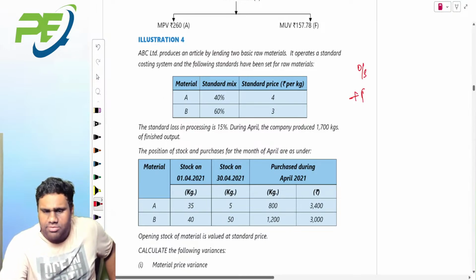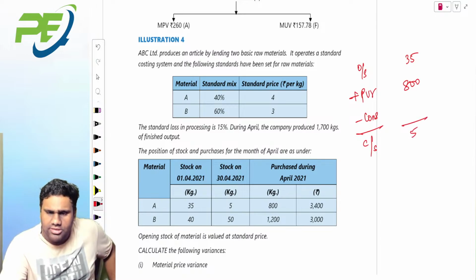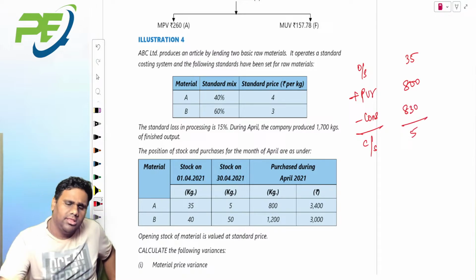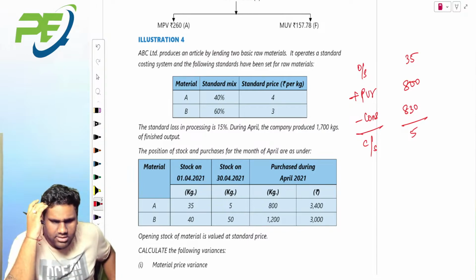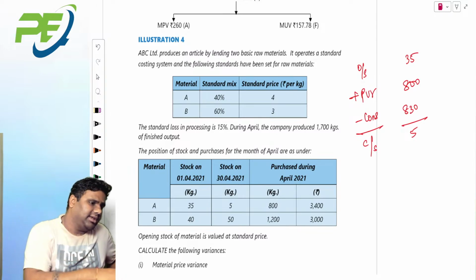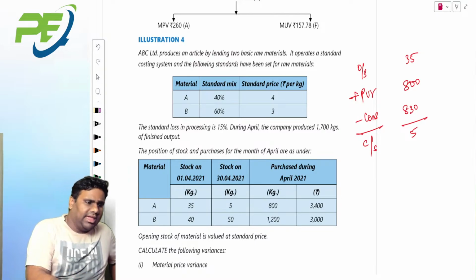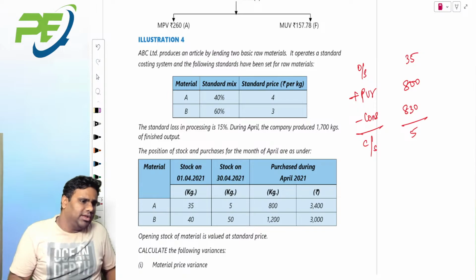Opening stock plus purchases minus consumption is closing stock. Opening stock is 35, purchase 800 minus consumption, which we don't know, closing stock 5. So this was 30, correct here now. Okay, correct. Normal loss we have to subtract. Yes, guys, we did not give any impact to normal loss.